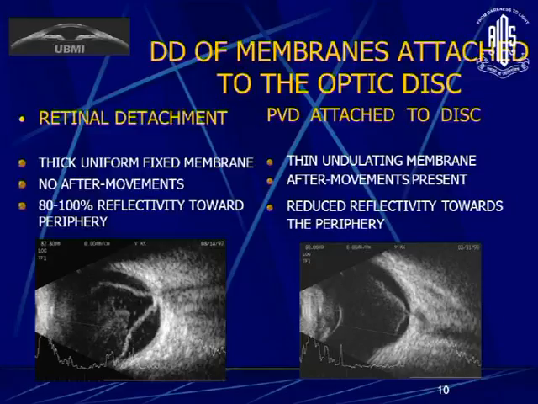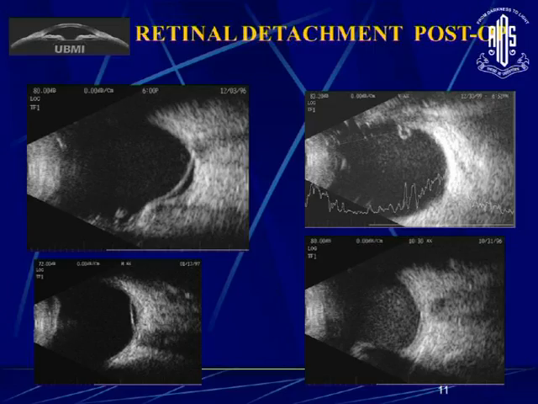And again, reiterate, it is a uniform, thick membrane. Thin undulating membrane is a PVD. There are no after movements in an RD unless it's very early. There are few after movements in a PVD. And the reflectivity is 80 to 100% in an RD and less in a PVD. Now, coming to a few cases which are a little tricky from an ultrasound point of view.